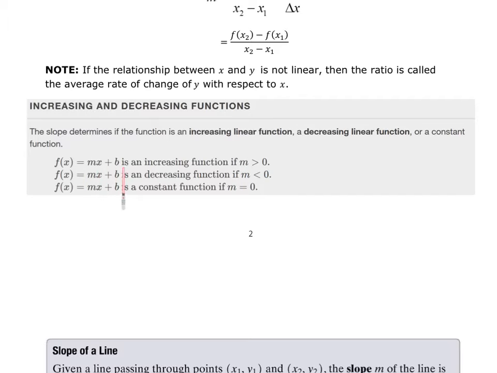Because it's a line, it is always increasing if the slope is positive. If the slope is negative, we are always decreasing. If the slope is 0, we have a horizontal line, and we have just y equals some number, or f of x is equal to some number. It's a horizontal line.